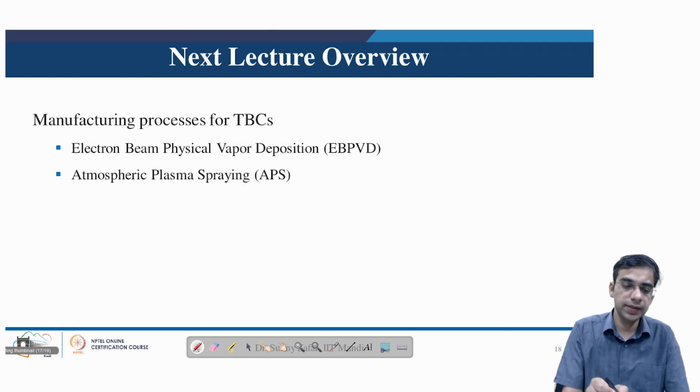In the next lesson we will see the manufacturing process for thermal barrier coating using two processes, which are electron beam physical vapor deposition and atmospheric plasma spray.